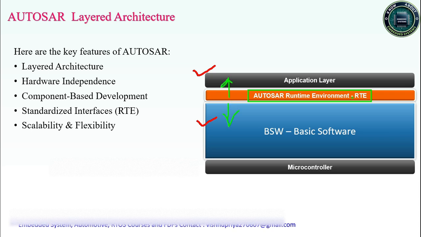So this will be acting as an interface between application layer and BSW layer. Okay. Next, scalability and flexibility. The scalability and flexibility is nothing but portability. So whenever you want to port your complete software to different OEMs, different vehicles, different applications, easily you can do it with a minimal change. Easily flexible. That flexibility will be given by the AUTOSAR architecture.